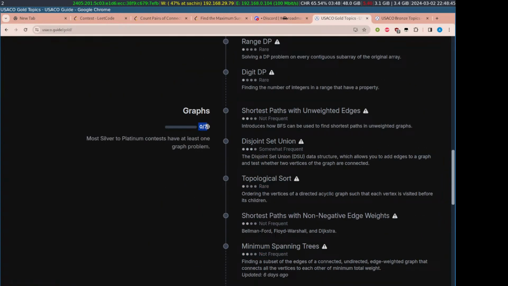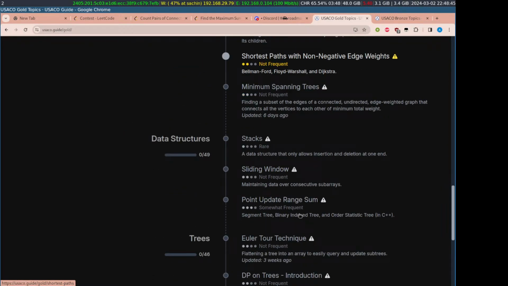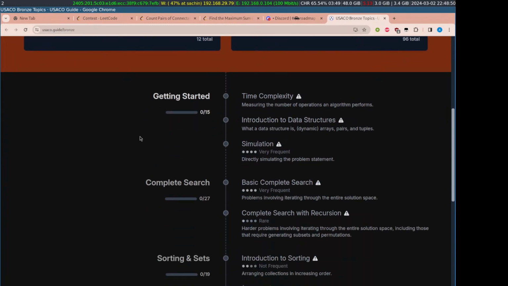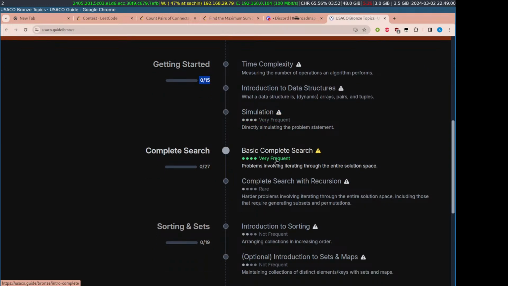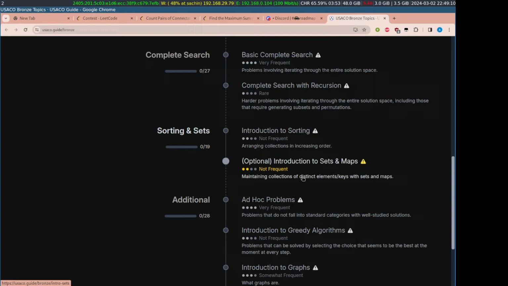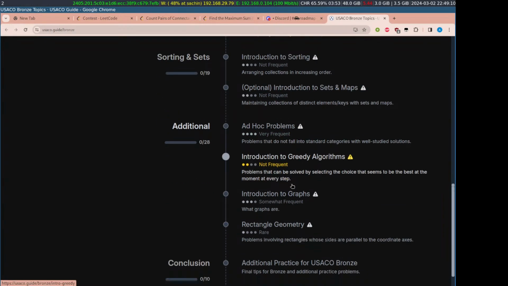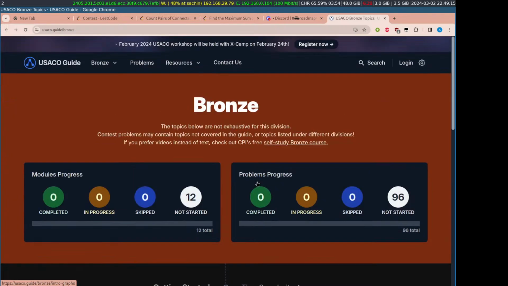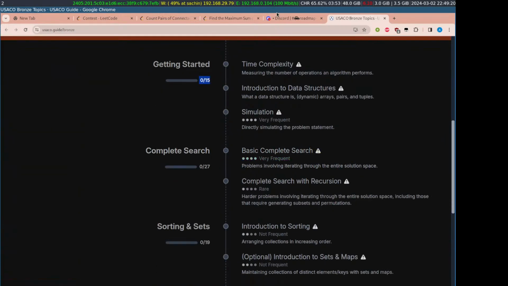I think this is 79 problems, and the topics are fewer over here. Data structures are also there. And if you are bronze, you have just started out, you can start over here. 15 problems are related to time complexity, data structure, simulation, and a frequency is also given over here, like how many times a topic appears. Complete search using recursion is rare, but basic complete search is very frequently asked. Sorting, searching, additional ad hoc problems, greedy, etc. are there. So you can try out this site.